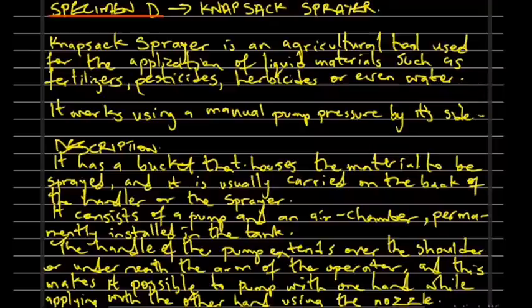The operator will be moving the lever in a continuous manner, up and down, to and fro, and the continuous movement of that lever brings about the pumping of the contents of the bucket through the airtight pump out of a particular nozzle that will be held in the other hand. So basically that is what the knapsack sprayer looks like.